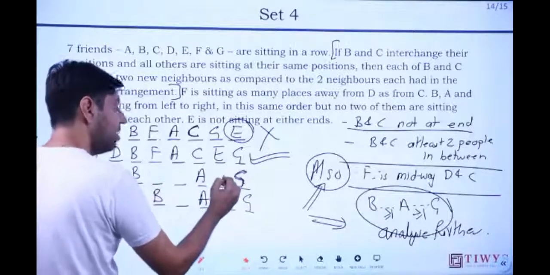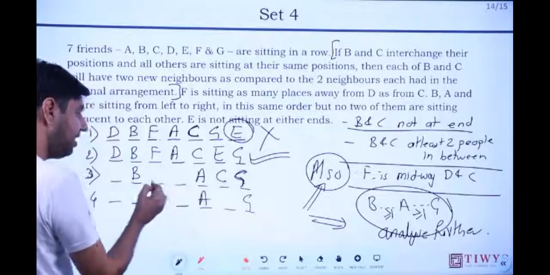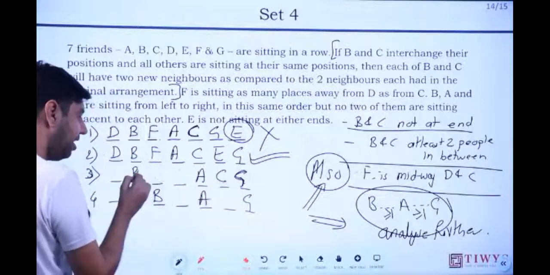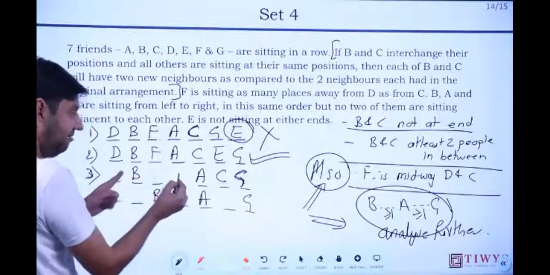If C is here, tell me, can the F and D be equispaced? F comes here, D will conflict with B.